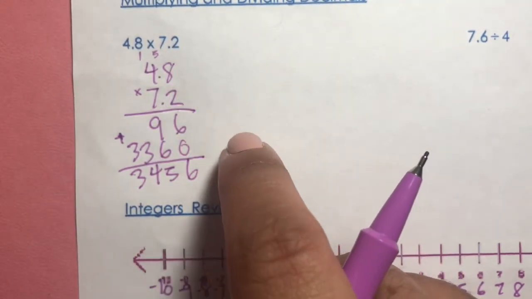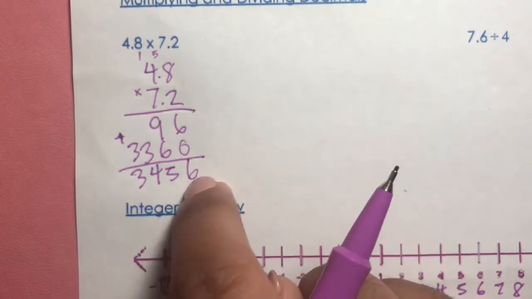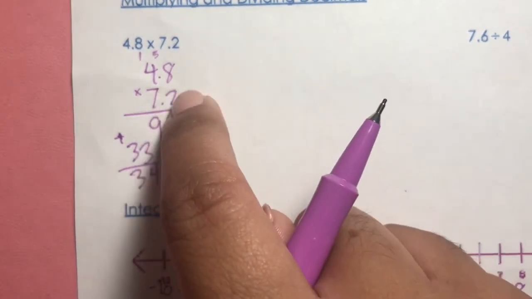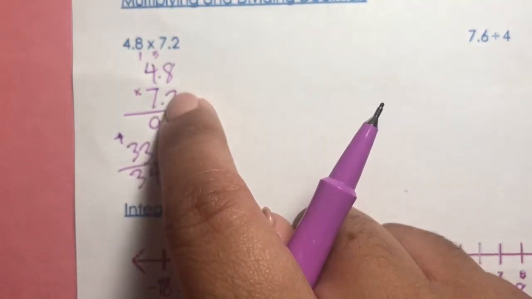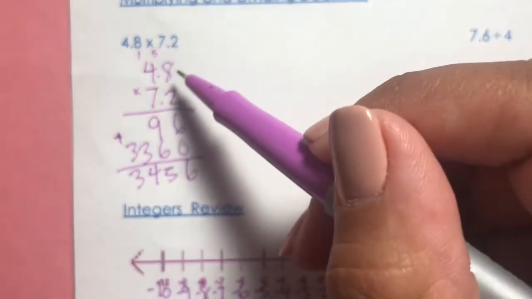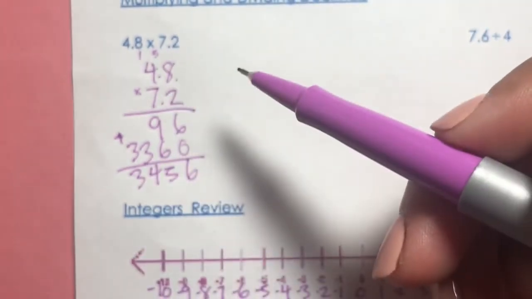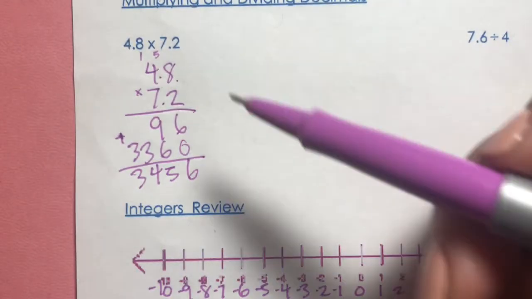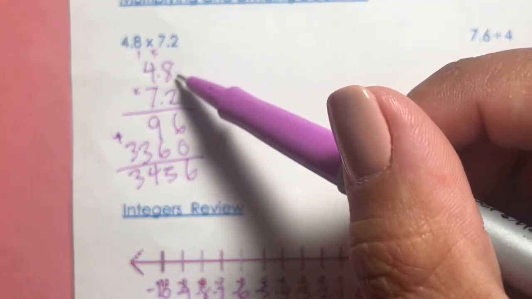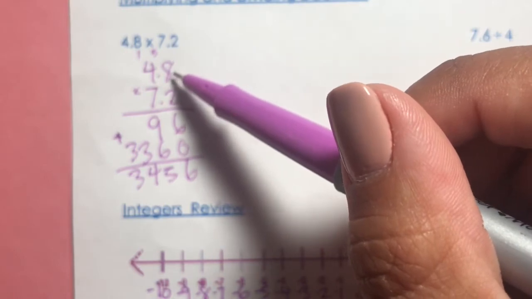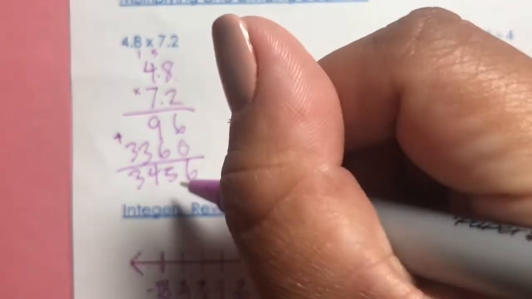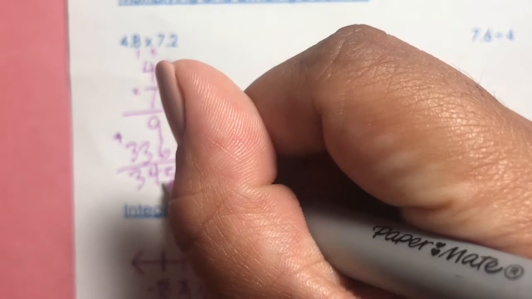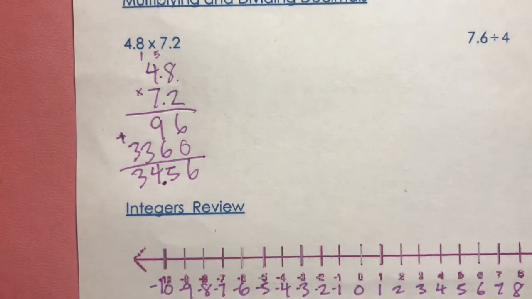So what you need to do to make sure that your decimals are in the correct spot is you need to count how many place values are in each number. So we have one number behind the decimal and one number behind this decimal. So we have 1 and 2. So we got to move our decimal 2 place values. So it's 34 and 56 hundredths, okay?